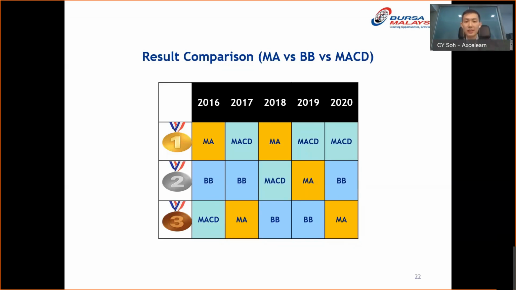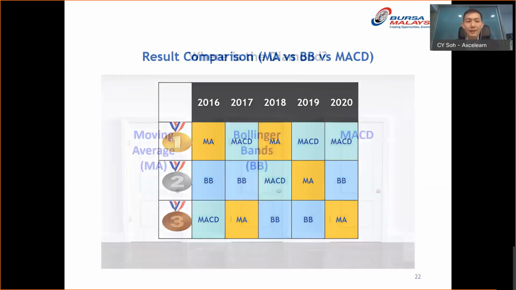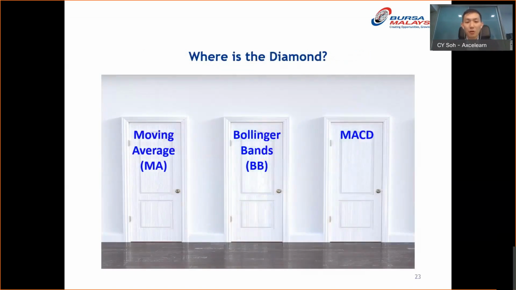Why? Because each indicator has its own unique characteristics. Moving average has its own unique characteristics, the same as Bollinger Bands, and the same for MACD as well. In fact, there is a diamond behind all of these 3 doors. Every door has its own diamond.